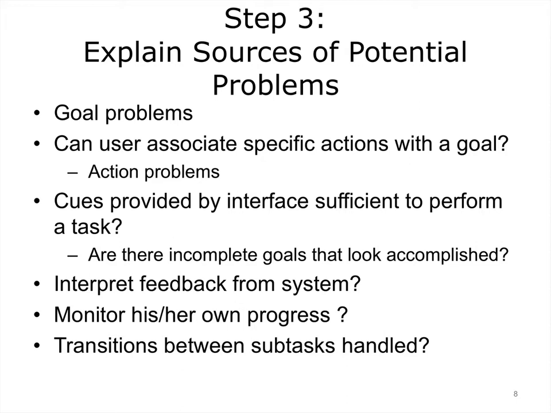The third phase is to explain the sources of potential problems. For example, does the system provide sufficient feedback after every action? Or are there potential sources of confusion? Are the transitions between subtasks abrupt and confusing, or are they handled gracefully, keeping the user informed? It's also helpful to draw on Nielsen's principles to organize one's findings of potential problems.